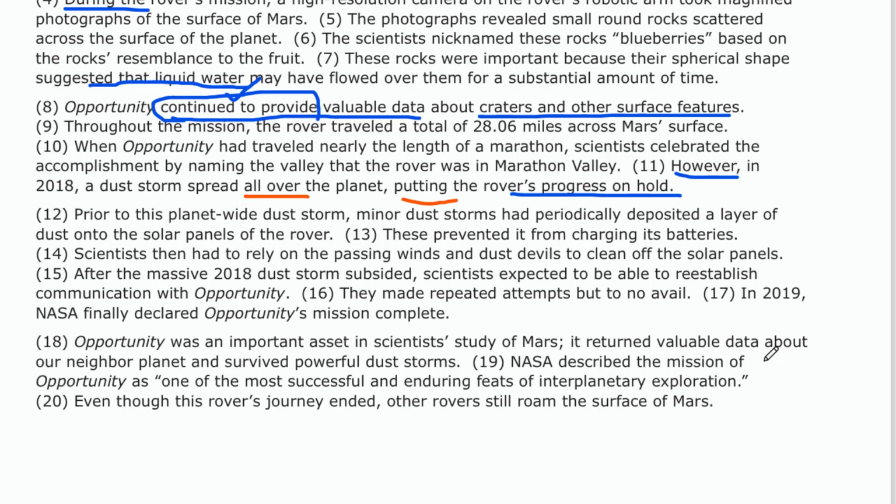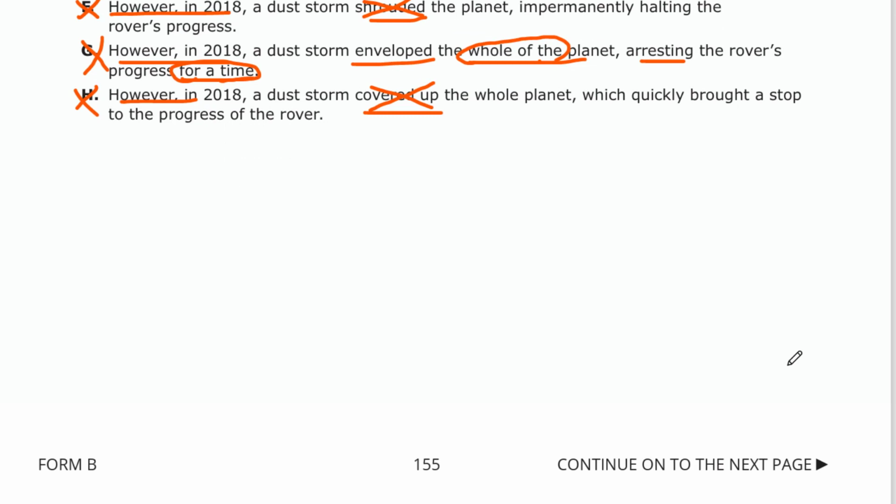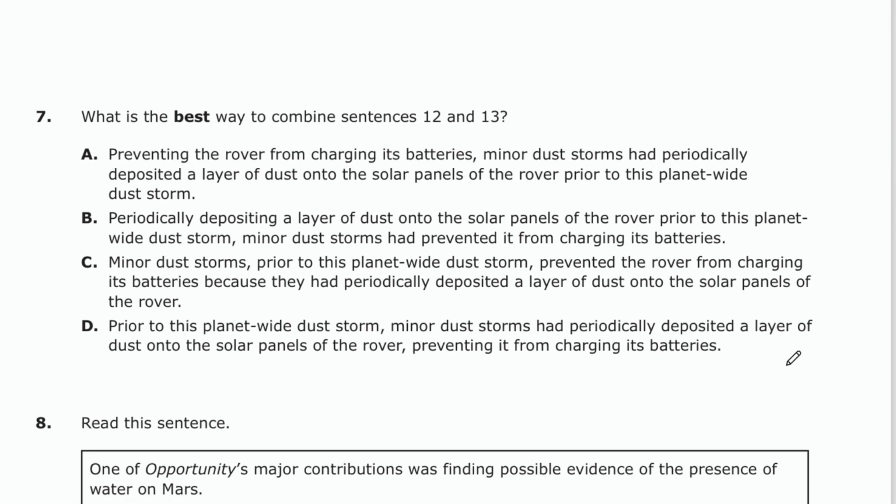So I might look for something like, prior to this planet-wide dust storm, minor dust storms had periodically deposited a layer of dust onto the solar panels of the rover, comma, preventing it from charging its batteries. That's kind of what I'm going to look for. So let's go down and see if we can find an answer that matches that.